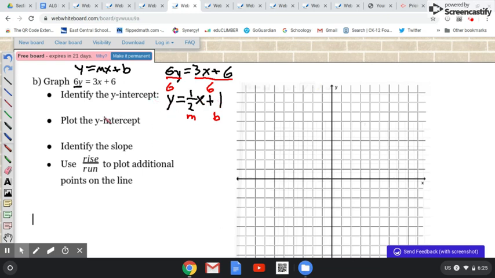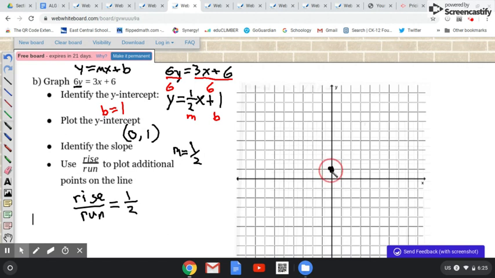The y-intercept is 1. So to plot the y-intercept, I have the point 0, 1. So here's my y-intercept. Identify the slope. The slope is my m value. In this case, m equals 1/2. And again, we can use the idea of rise over run to find more points on our line. So here, my rise is up 1, my run is over 2.